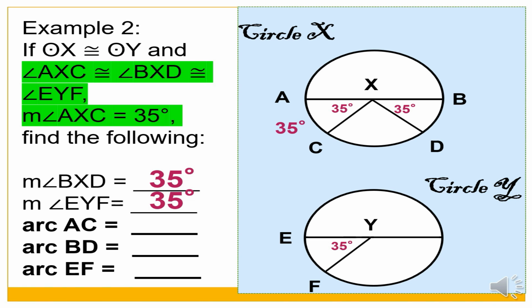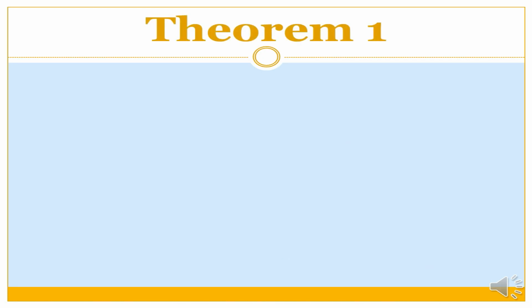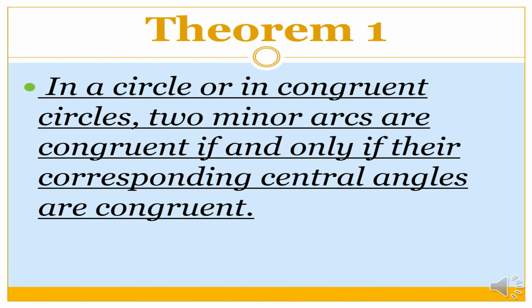Then, what is the measure of arc BD? The measure of arc BD is also 35 degrees. And what is the measure of arc EF? The measure of arc EF is also 35 degrees. Because arc AC, arc BD, and arc EF are the corresponding arcs of angle AXC, angle BXD, and angle EYF. Then, according to theorem number 1, again, in a circle or in congruent circles, two minor arcs are congruent if and only if their corresponding central angles are also congruent.